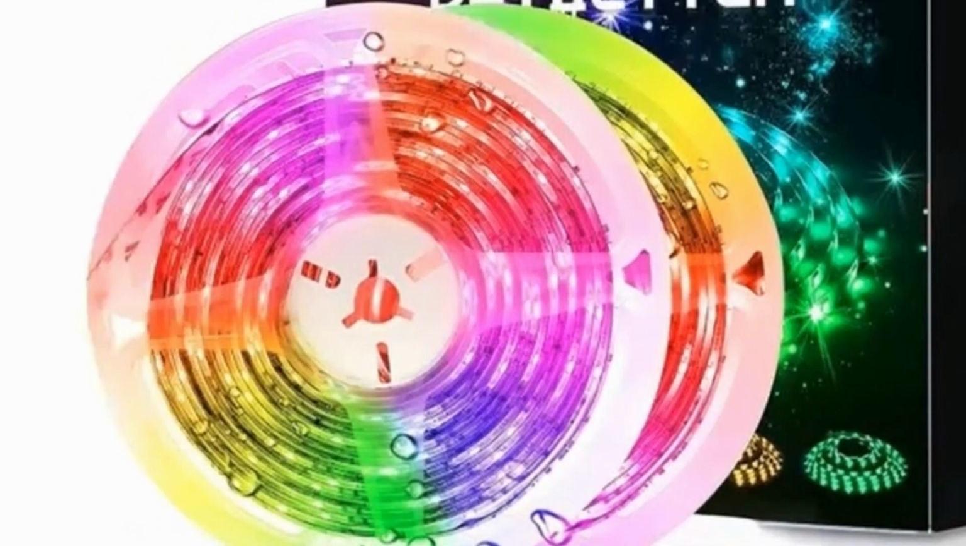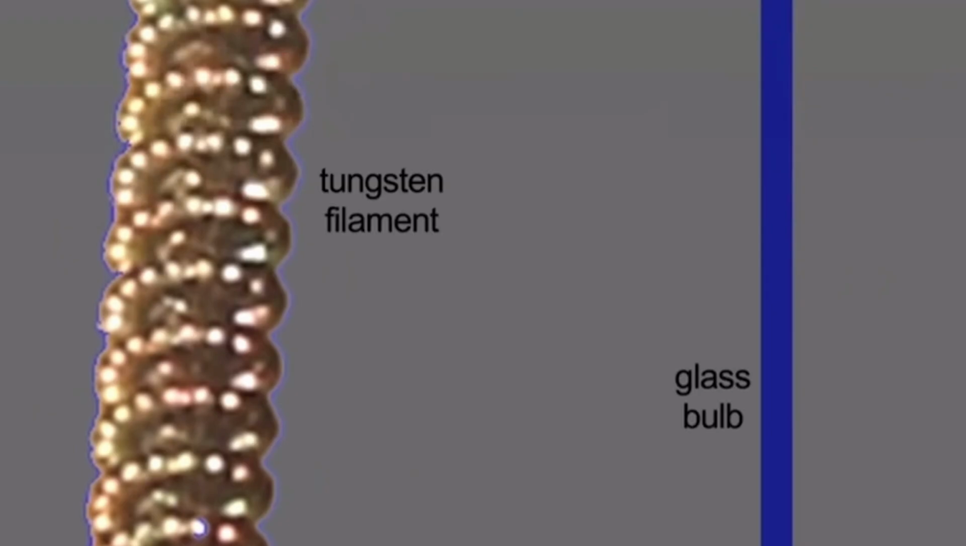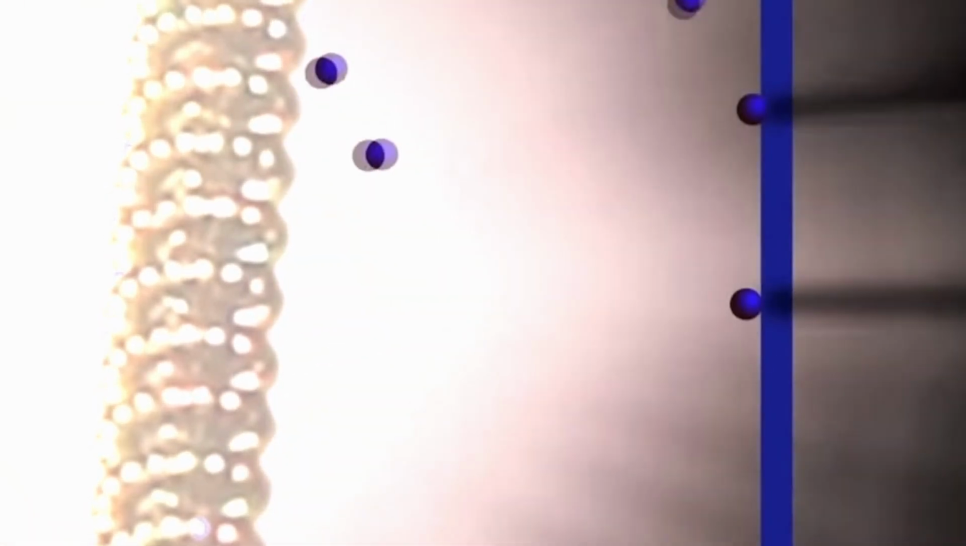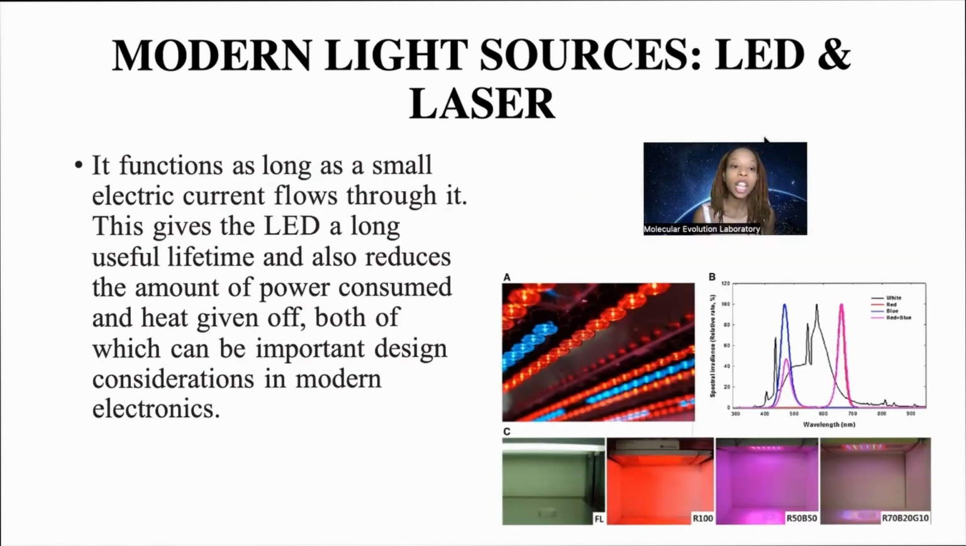Another important contrast between an LED and a small incandescent bulb is durability. Light bulbs break or burn out, but an LED lasts almost indefinitely under normal conditions. We've seen that bulbs burn out because their filaments gradually break down at the high operating temperatures needed to produce light. An LED does not require a high operating temperature.